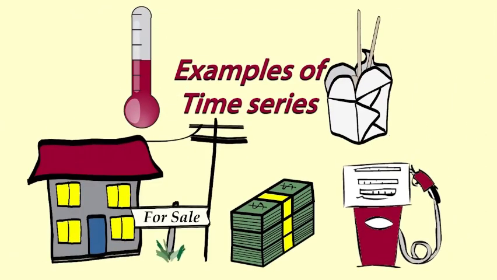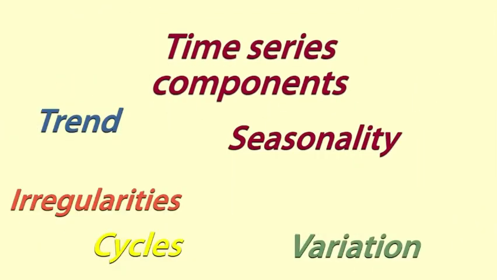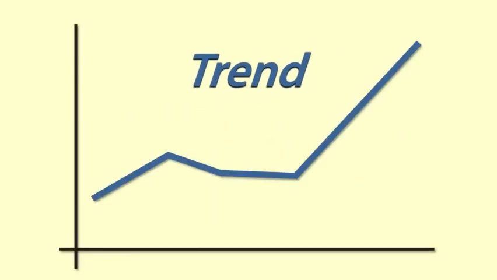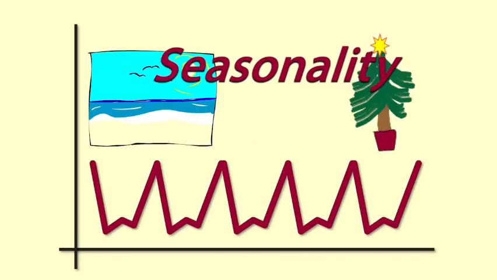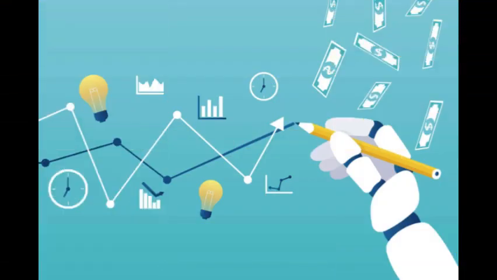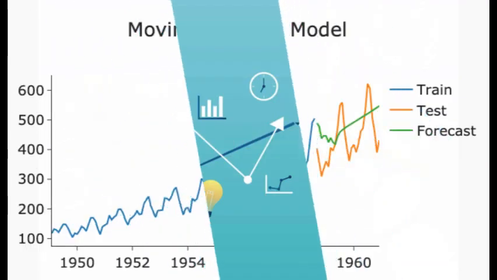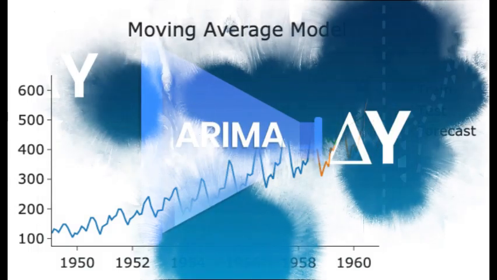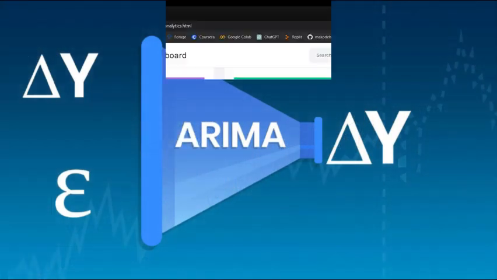Data points at consistent time intervals are collected. It is then visualized to identify trends and patterns over time. Repeating patterns or cycles within the data are called seasonality. This data is used to predict future values using statistical techniques such as moving averages or ARIMA models.